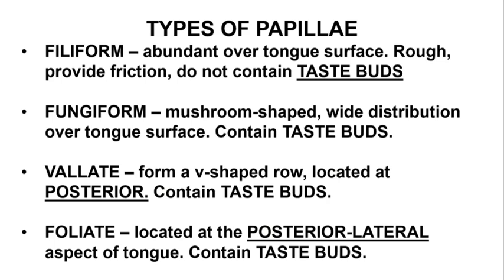The fungiform papillae, on the other hand, are mushroom-shaped, as their name implies, and they are less abundant than the filiform papillae, but still scattered over the majority of the tongue's surface. The vallate papillae are located on the posterior of the tongue and are found in a V-shaped row. And finally, the foliate papillae are located on the posterior and the lateral aspects of the tongue and tend to be leaf-shaped, as the term foliate refers to leaf-like. We see that taste buds are found in the fungiform, the vallate, and the foliate papillae.